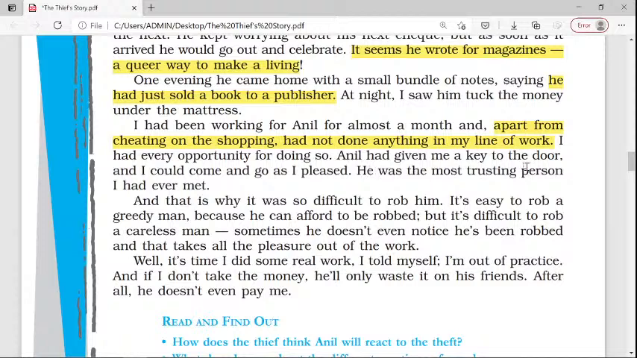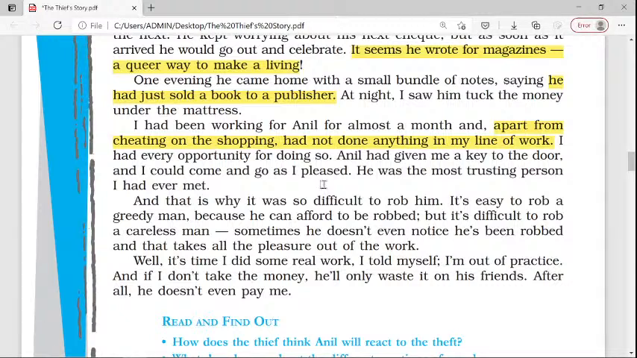"Anil had given me a key to the door and I could come and go as I pleased." Anil had given him a key to the door. So the key is also available. The key of that room is also available with Hari Singh. That is why he could easily come and go as he pleased.